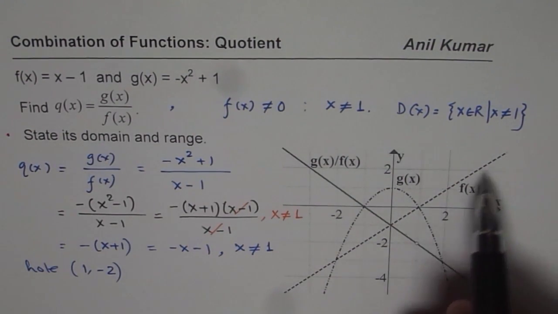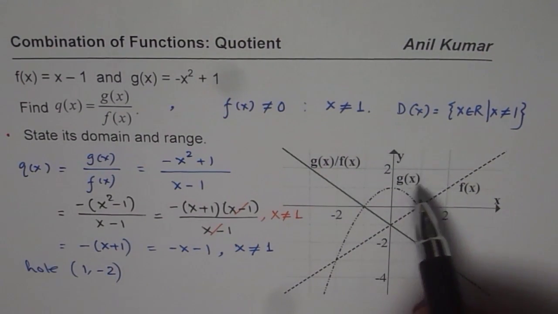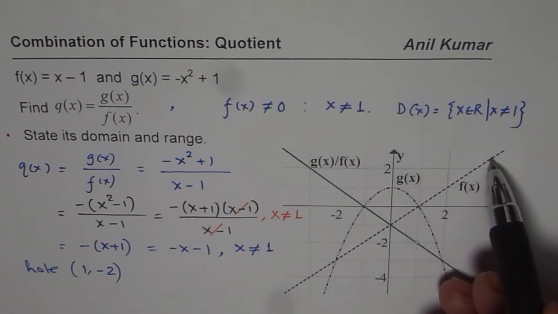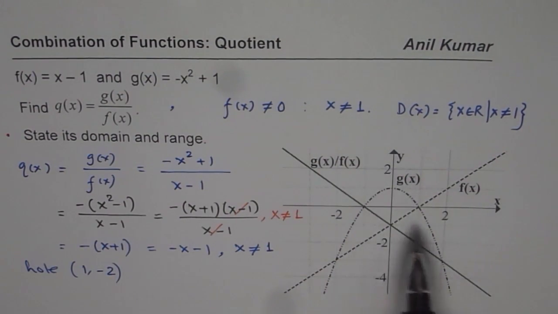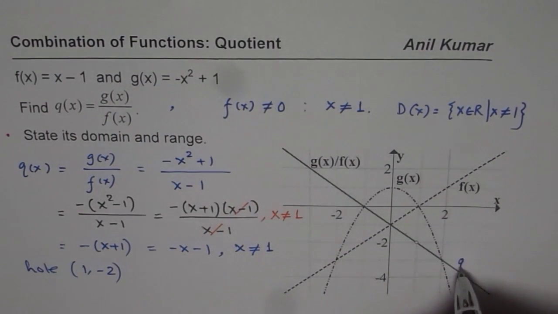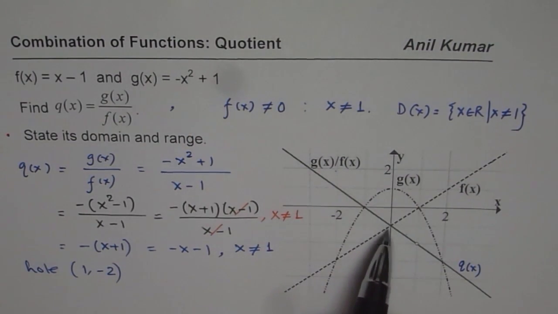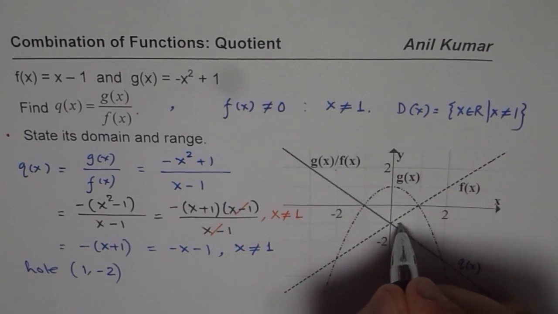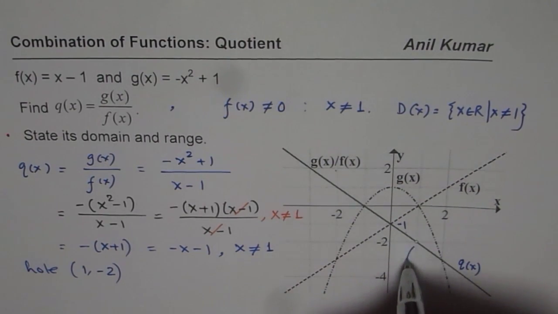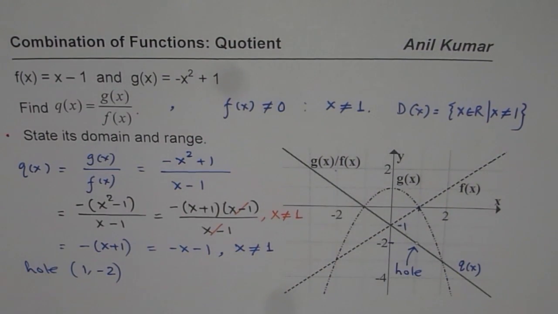Now I've already drawn the graph for your reference here. The function f of x, as we have drawn earlier also, is a straight line, x minus 1. g of x is a parabola opening downwards with vertex at 0, 1. And now we have q of x, which is this line. So this is q of x for us, right? Which is g of x divided by f of x. Y-intercept is minus 1. Slope is minus 1, and that's the hole we are talking about, right? Whose location is 1, minus 2, correct? So that is how you can actually sketch it also.